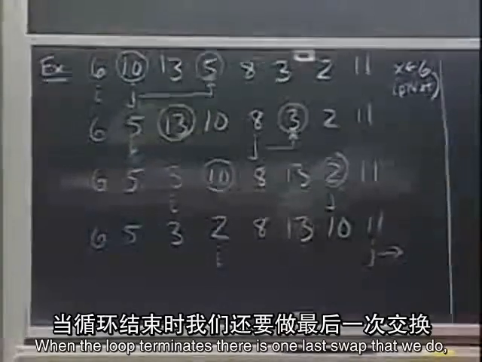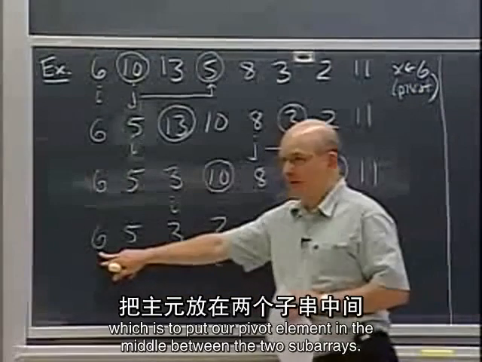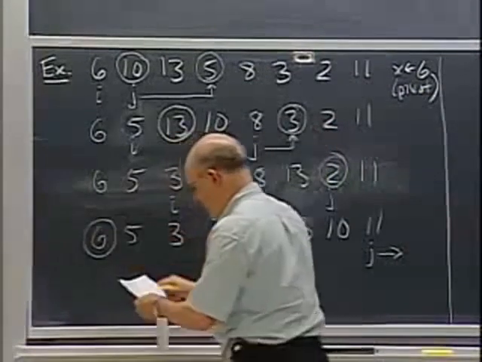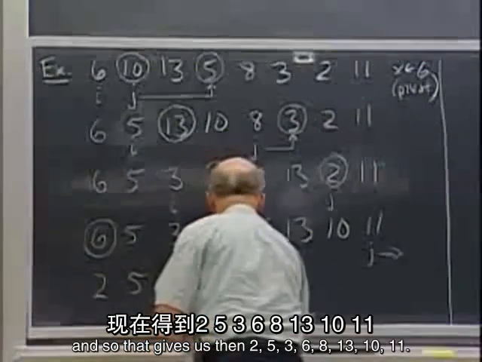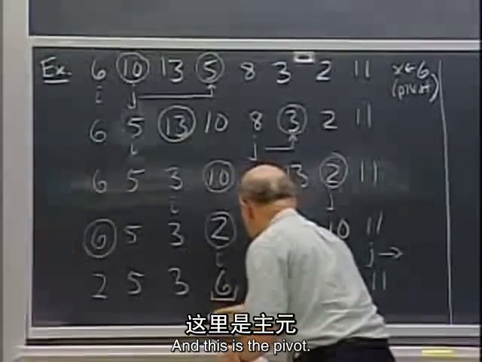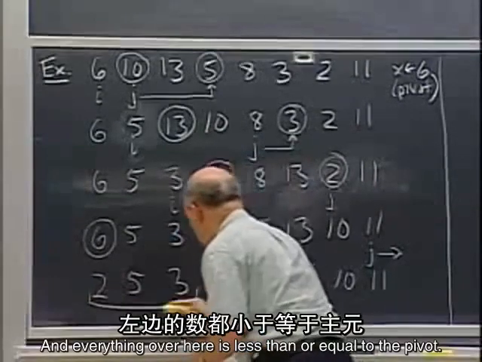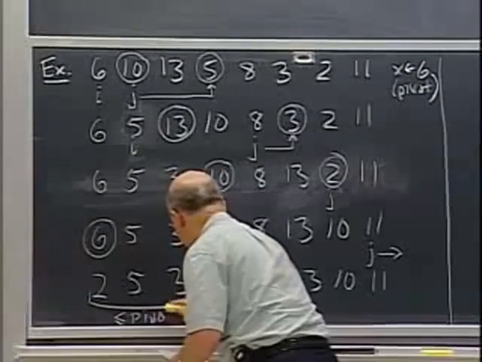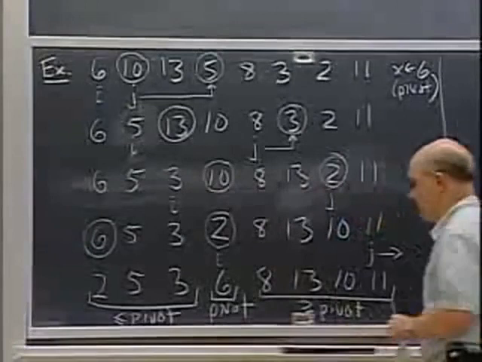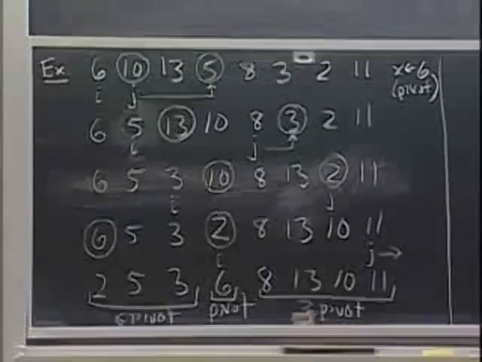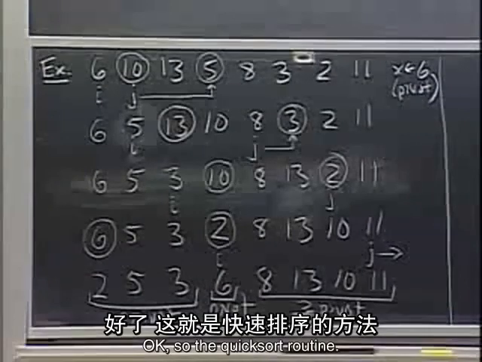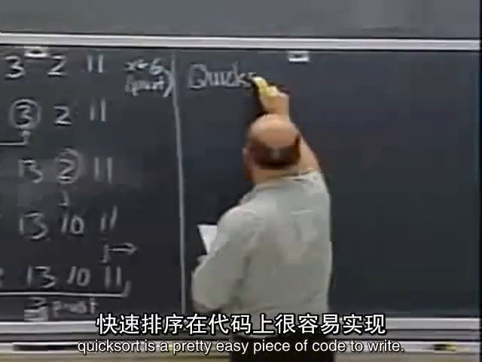When the loop terminates, there's one last swap that we do, which is to put our pivot element in the middle between the two subarrays. So here we swap this one and this one, and that gives us 2, 5, 3, 6, 8, 13, 10, 11, and this is the pivot, and everything over here is less than or equal to the pivot, and everything over here is greater than or equal to the pivot. Okay, so once we have this partition routine, quicksort is a pretty easy piece of code to write.